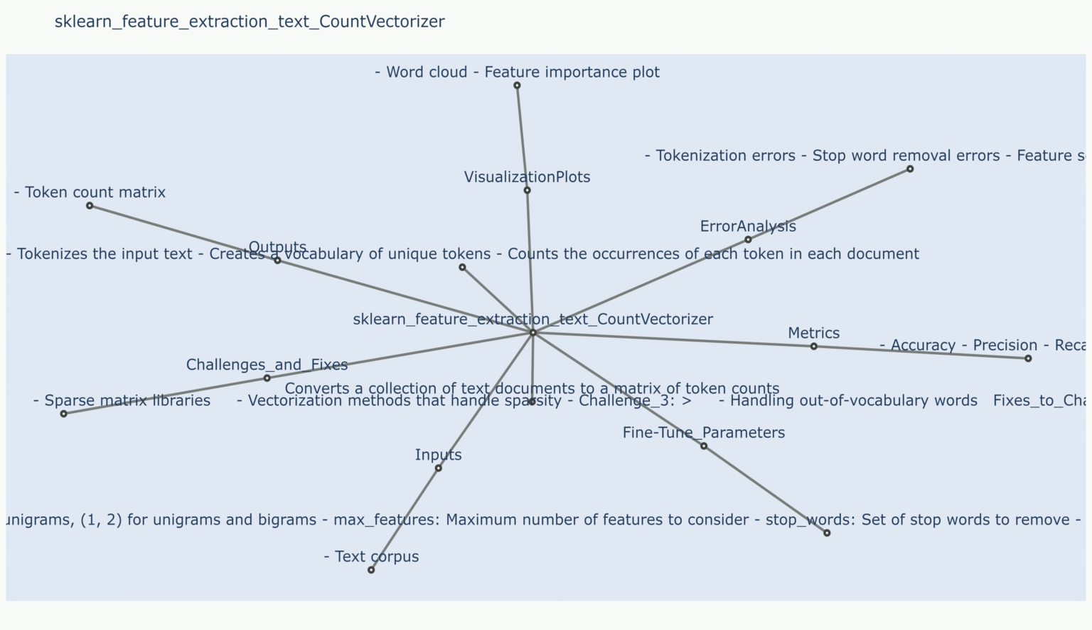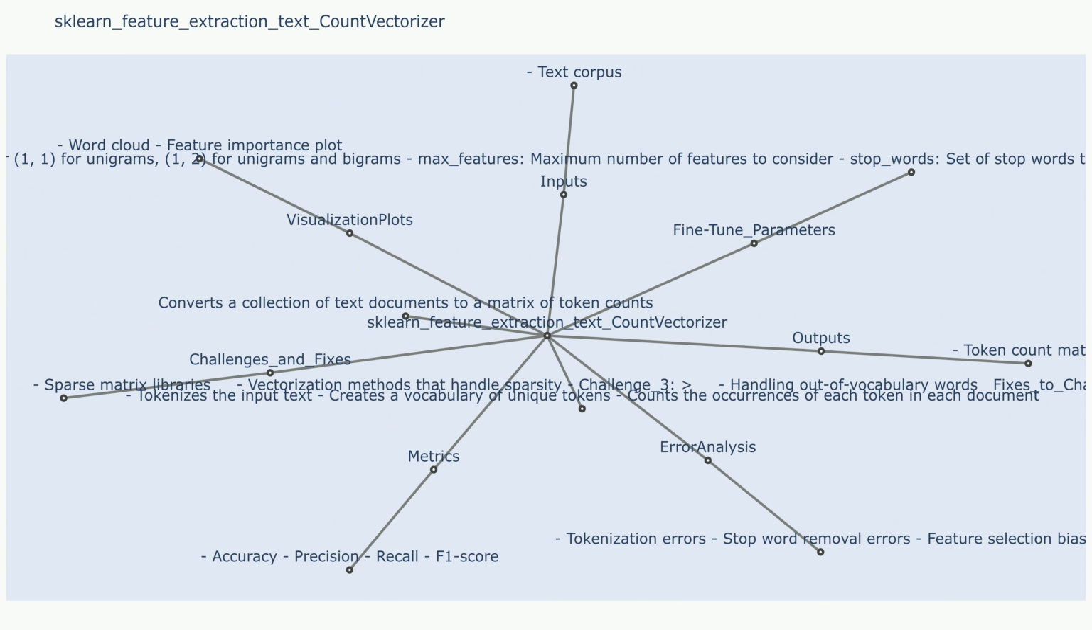Challenge 3. Explain in detail. Handling different word forms. Words with different inflections, e.g., run, running, ran, might be treated as distinct words, leading to information loss. Sample use case that resulted in challenge 3. A dataset containing tweets might have variations in word forms.